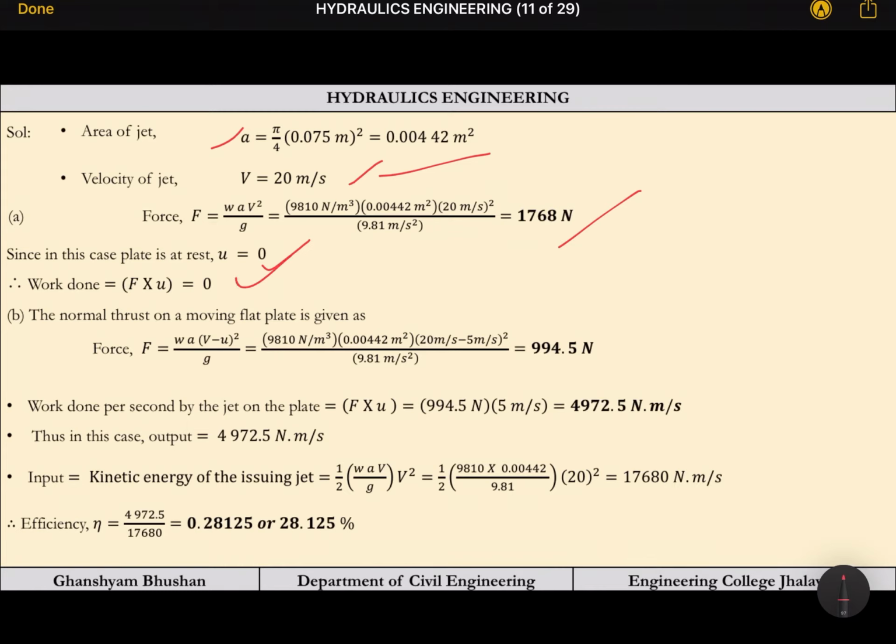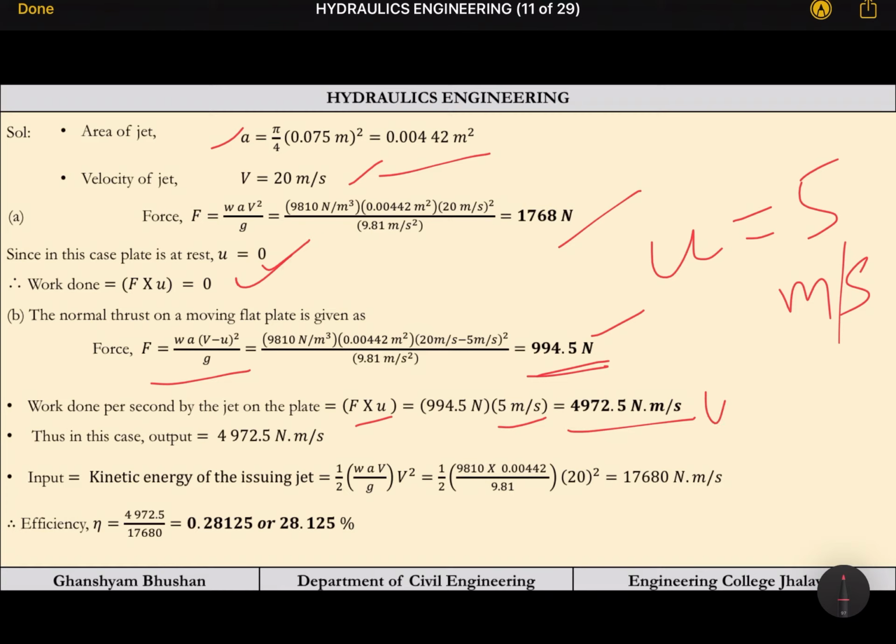Very simple. Now in the second case, the plate is moving with a velocity of 5 meter per second. The normal thrust on the moving flat plate is given by this formula, W A (v minus u) square by g. Put all the values here and you will get 994.5 Newton. Work done will be F into u. F is this and u is 5 meter per second, so this comes out to be 4972.5 Newton meter per second. Work per unit second is nothing but watt, that is power. So this much power is generated by this arrangement.